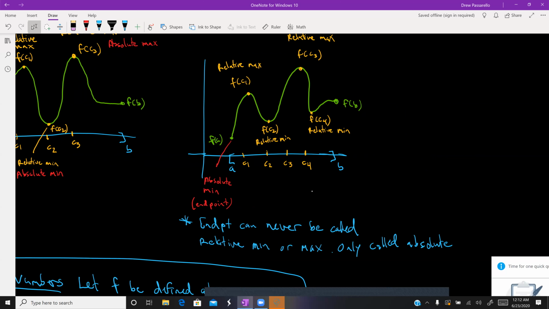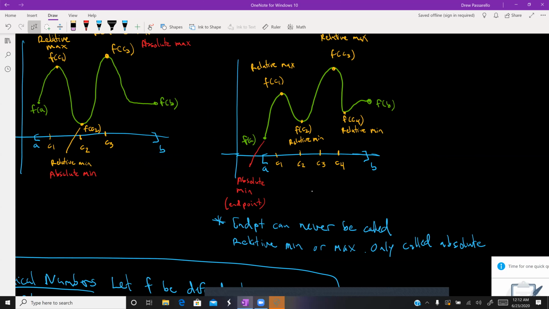All right, that's if it's applicable. And in this picture, this endpoint is lower than the two relative mins. It's the lowest point of the graph itself in this whole window. And so that endpoint, f of a, is the y-coordinate of the absolute min.